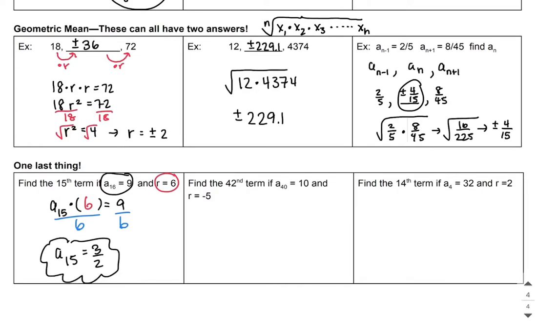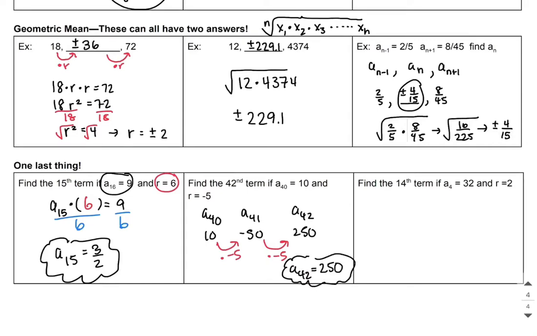For finding the 42nd term, if I've been given the 40th term, I have a sub 40 is 10. A sub 41, I'm going to multiply by -5, and that's going to give me -50. And then to get a sub 42, I will multiply that by -5, and that would give me 250. So a sub 42 is equal to 250. So the 42nd term is 250.